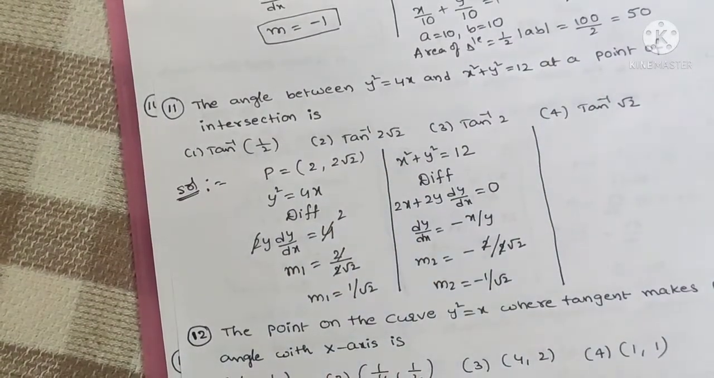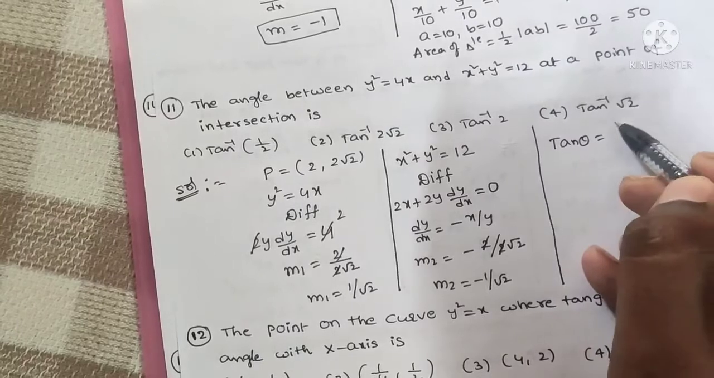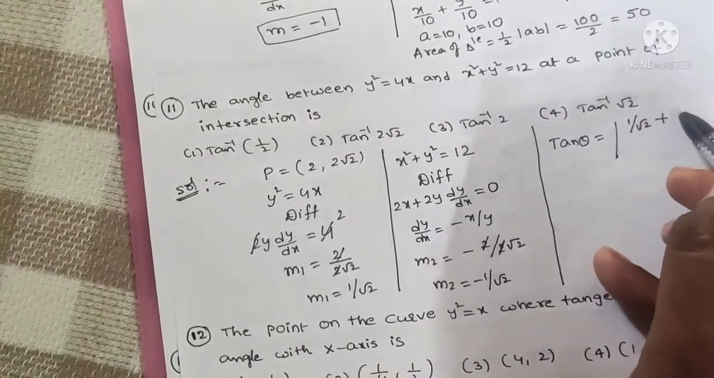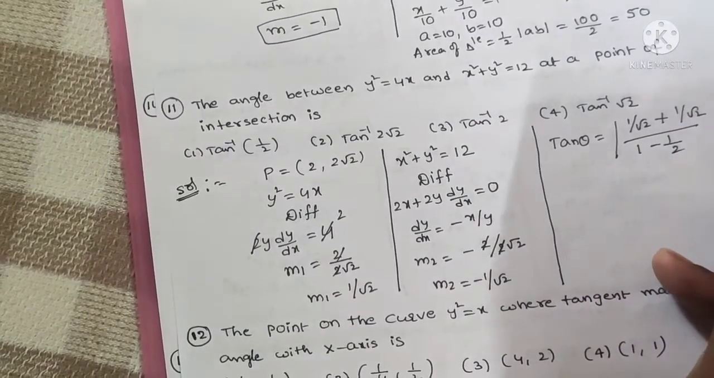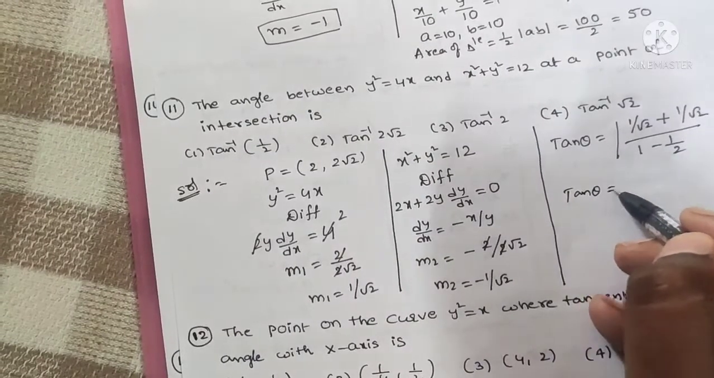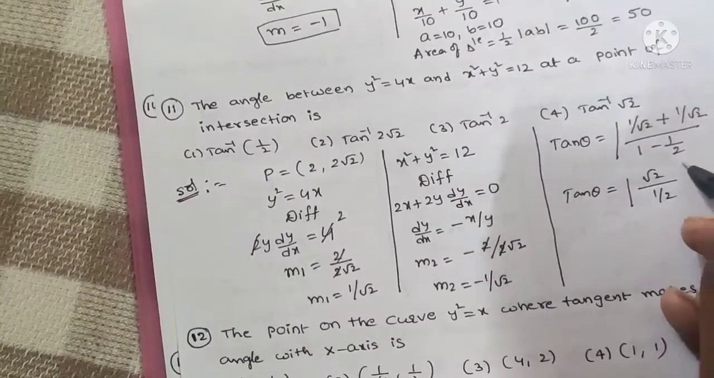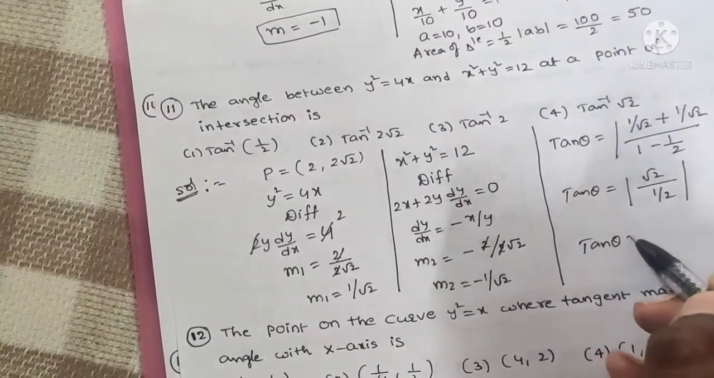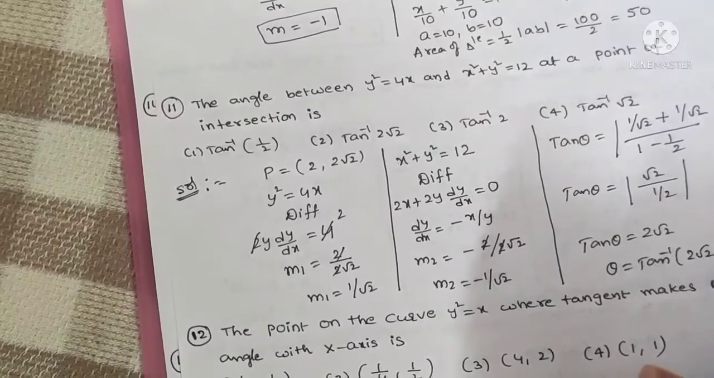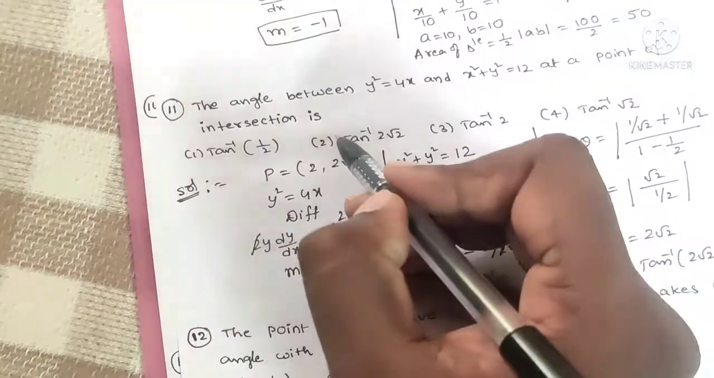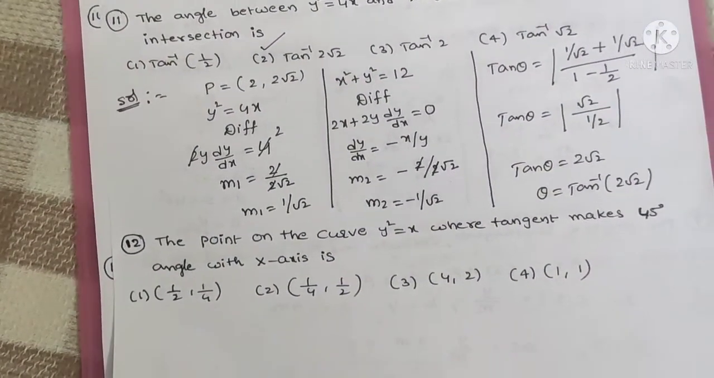Finally, we know the slope of the first curve and the slope of the second curve. Then apply the formula for tan theta. The formula is (m1 minus m2) by (1 plus m1 into m2), plus into minus is minus. Then tan theta is equal to 1 by root 2 plus 1 by root 2, that is root 2, by 1 minus 1 by 2, which is 1 by 2. Then tan theta is equal to 2 root 2. Theta is equal to tan inverse of 2 root 2. That is the answer. That is nothing but option 2, the correct answer for this question number 11.